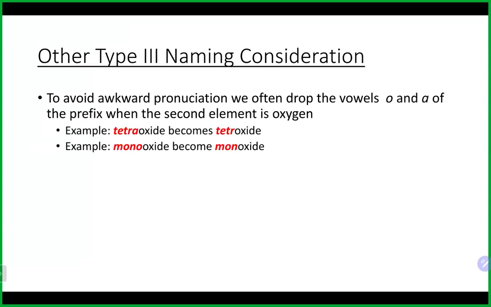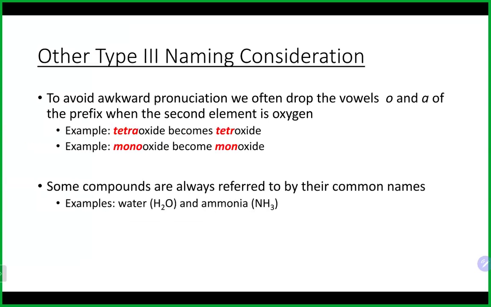Other things, again, as I mentioned, tetra is another example of that. Once again, we would not call it tetraoxide. Here we would drop the A off of there and just call it tetroxide, with no A. And then there's our mono, where we, again, will drop the O off of there.